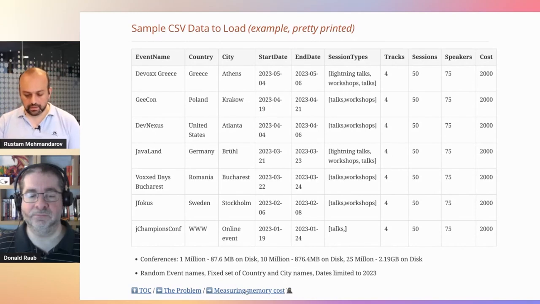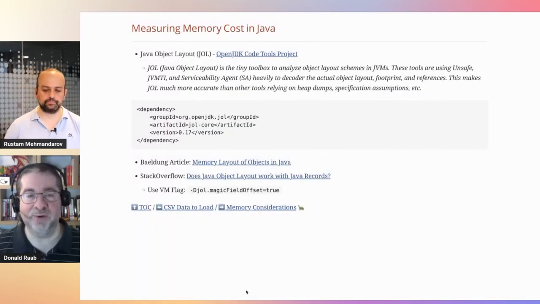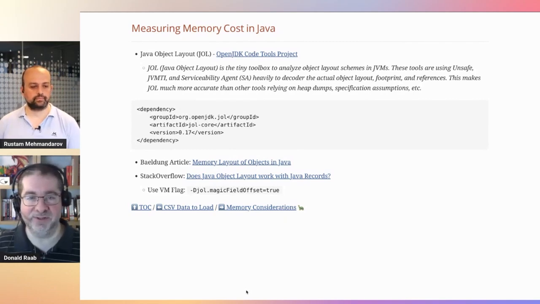So measuring memory costs. How do we do that, Donald? So real quick, and I guess this is a practical thing to walk away from this talk with, there's a tool at the OpenJDK project called Java Object Layout, also referred to as JOL. It's a great tool for analyzing the object layout schemes of various objects, and it's very precise in that you can look at individual objects and look at their cost and layout. So you've got the Maven dependency here. You can go check that out.